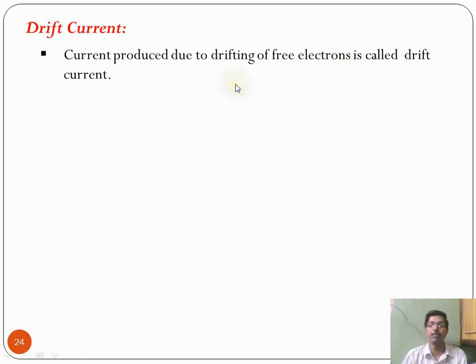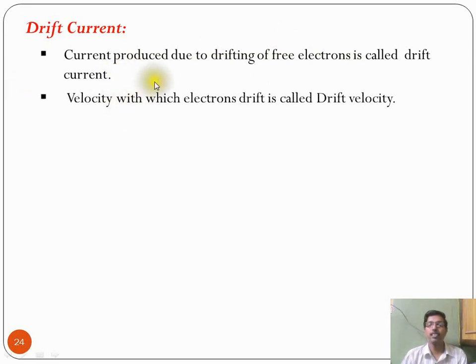Drift means the movement of free electrons from one place to another place. It's called a drift current. And the velocity with which the electrons drift is called the drift velocity. It's very important. Drift velocity is the velocity with which these electrons drift. Drifting means the movement of free electrons from one place to another place.